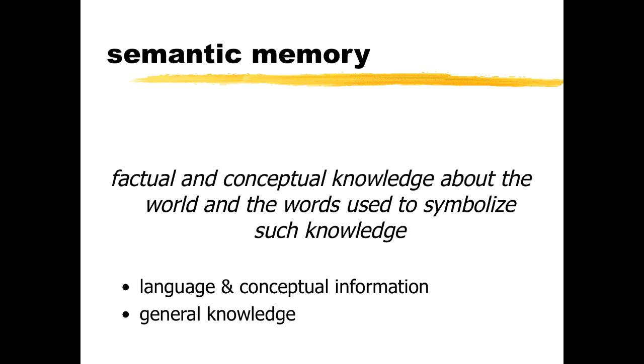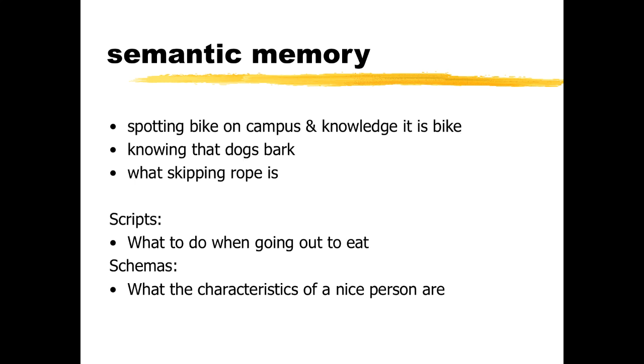Semantic memory consists of the factual and conceptual knowledge about the world and the words used to symbolize such knowledge. So this type of memory supports our language and our ability to use language and consists of conceptual information and basic general world knowledge. Some examples of semantic memory include spotting a bike on campus and the knowledge that it is a bike, or just knowing that dogs bark, or even what skipping rope is.